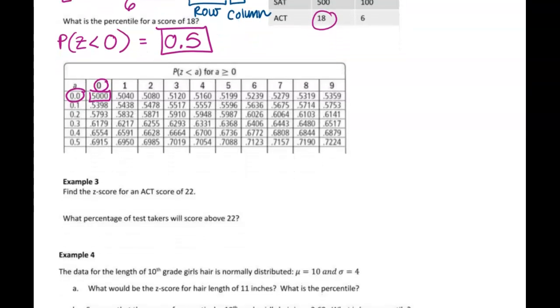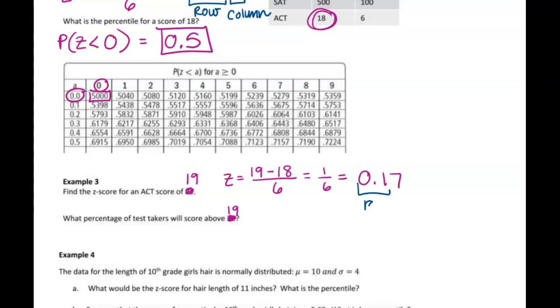So now let's find the z-score for an ACT score of 22. No, let's actually do 19, okay? These are both going to be 19 instead of 22. So z is going to be 19 minus our average, which is 18, all over our standard deviation of 6. This is 1 over 6. We round to the hundredths place for these, because that's all we have in terms of the row and column, something point something and then another value. So this rounds to 0.17. So 0.1 is our row, and 7 will be our column.